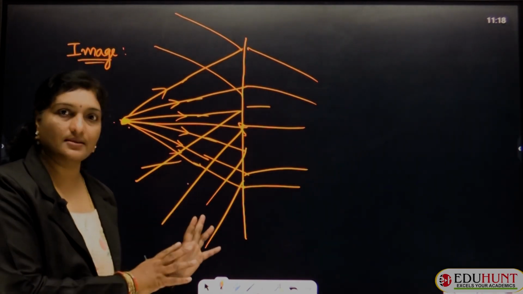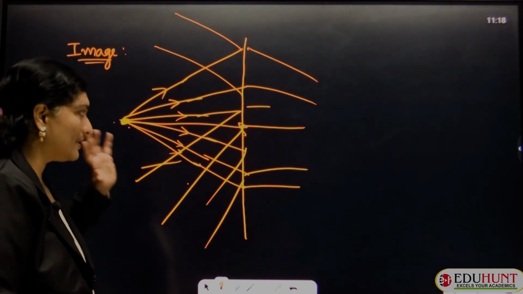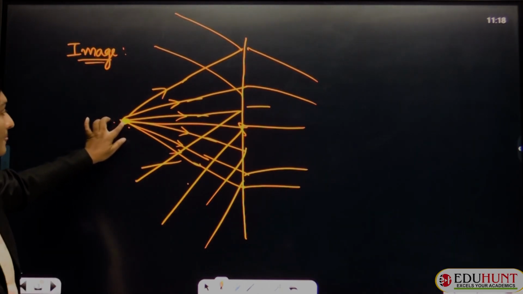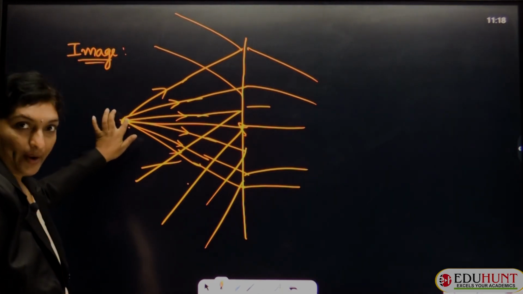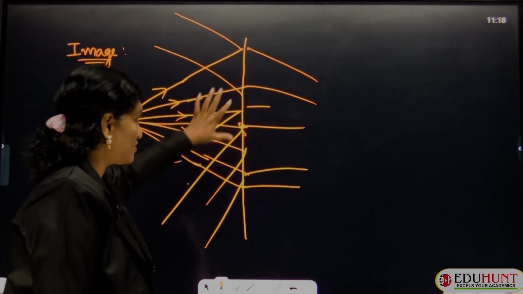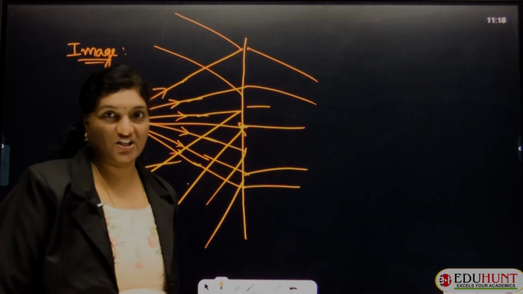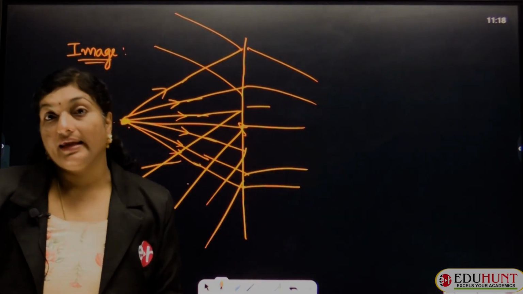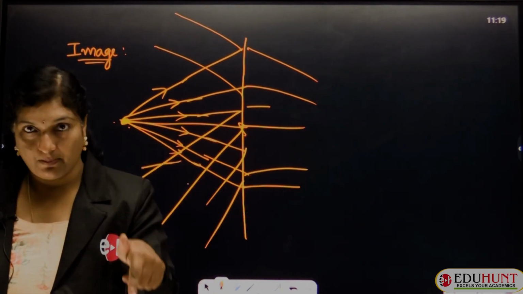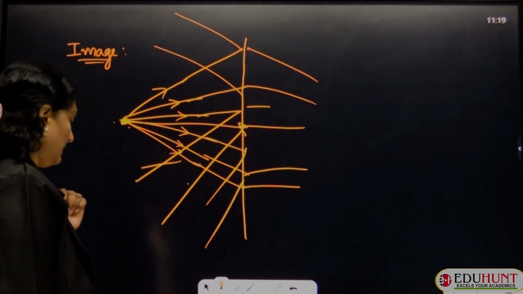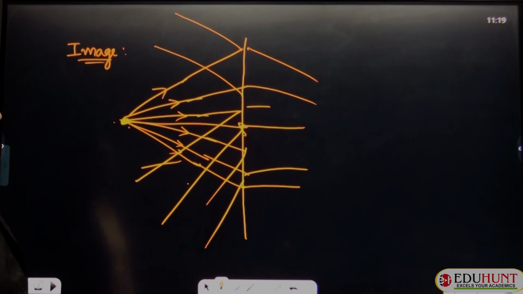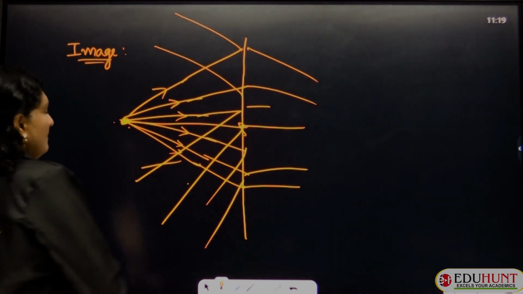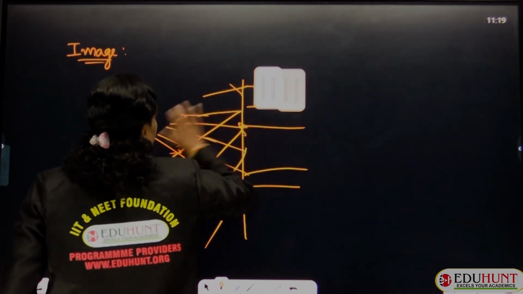Okay, I'll picturize this carefully to make you understand. So what is an image? The rays of light diverging from a point after reflection or refraction actually meet at some point or appear to meet at some other point, then that point is called your image. So let me write down the definition for that.